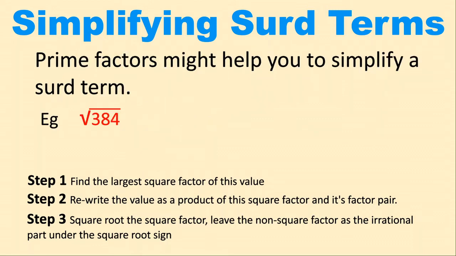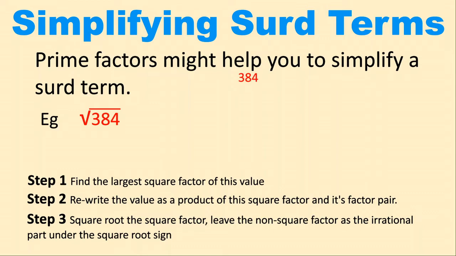When we get to big numbers like 384, for example, it might be difficult to simplify this surd term. So prime factors might be helpful for this. Try drawing a prime factor tree. If you're not familiar with this, check the description box down below. I've got lessons on that for you.